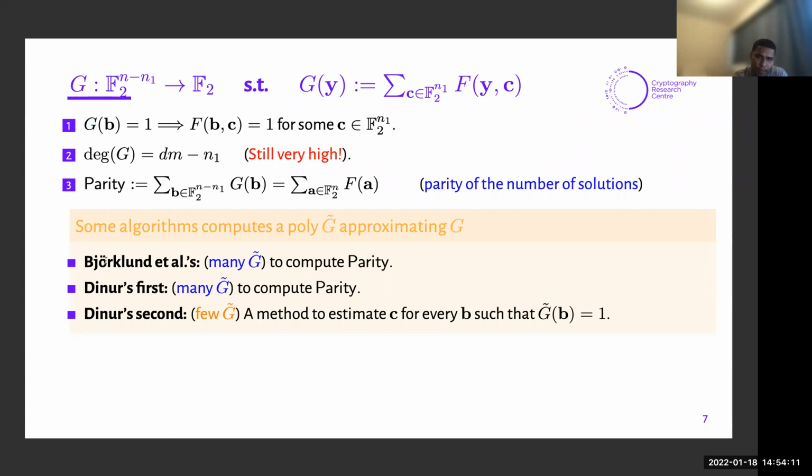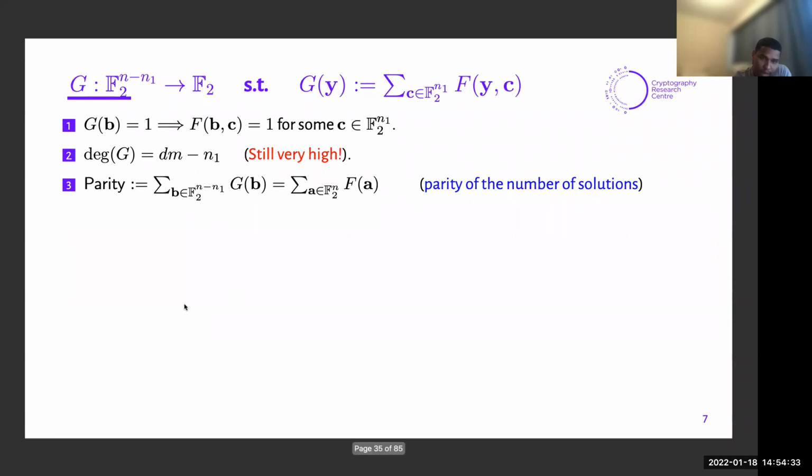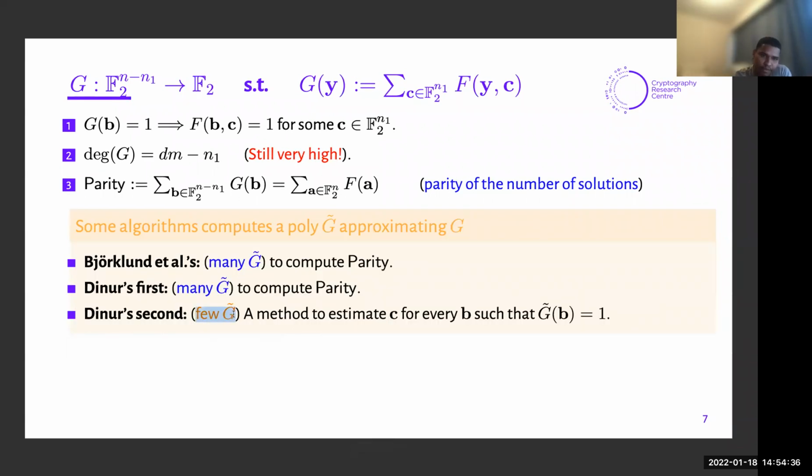So in Yorklum, what we want to do is produce many tilde J's so that we can very precisely, with overwhelming probability, compute every value of J. And the same is done here in Dinur's first, but in a different way. And the second algorithm of Dinur's is a bit different. Just with a few approximations, we want to somehow find a solution. Let's keep it like this for now.